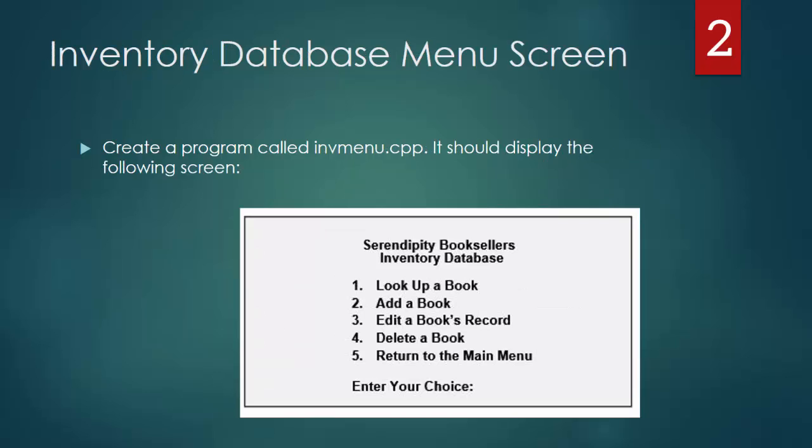Now, the inventory database menu screen, it's basically just giving us the options to look up a book, add, edit, or delete a book, and of course return to main menu. All these look up the book, add book, edit book, or delete book will have their own screens. This is just the main screen from which we will enter the other subscreens.